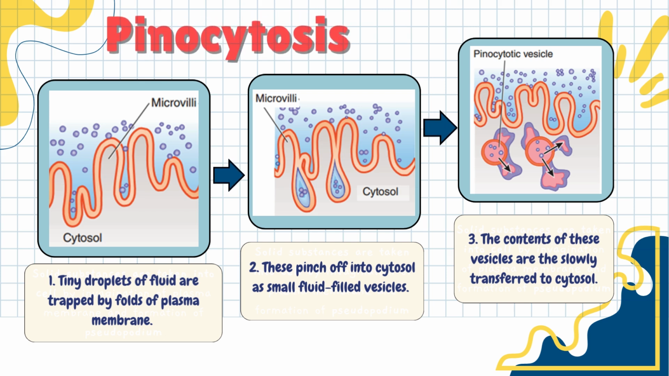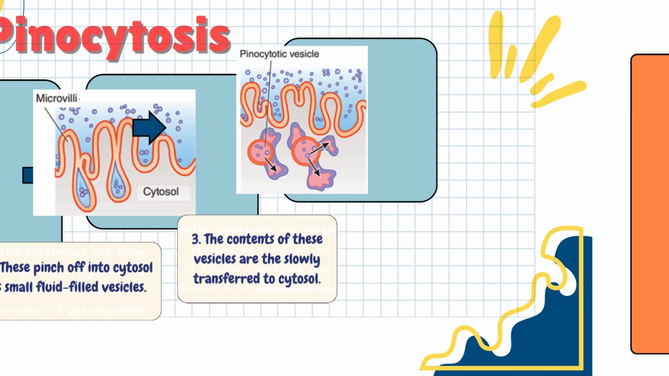But how exactly does pinocytosis happen inside the cell? Let's take a closer look at the steps involved. So how does pinocytosis occur? First, tiny droplets of fluid are trapped by folds of the plasma membrane. The membrane surrounds the fluid gently. Next, these folds pinch off from the membrane, forming small fluid-filled vesicles called pinocytic vesicles inside the cytosol. Finally, the contents of the vesicles are slowly transferred into the cytosol, allowing the cell to absorb the necessary molecules.